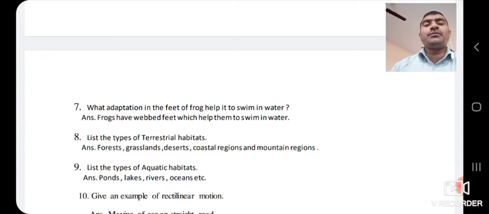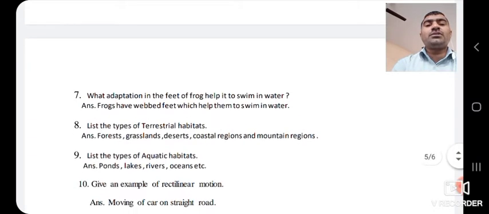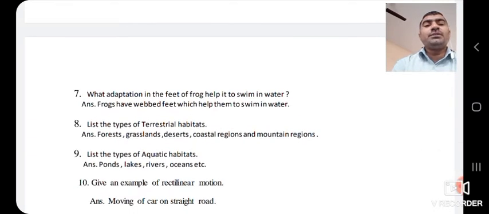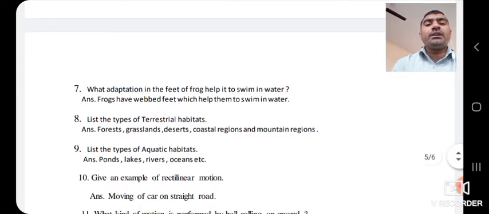List the types of terrestrial habitats: forest, grassland, deserts, coastal regions and mountain regions. So these are the types of terrestrial habitats. List the types of aquatic habitats: ponds, lakes, rivers, oceans, etc. These are the types of aquatic habitats.